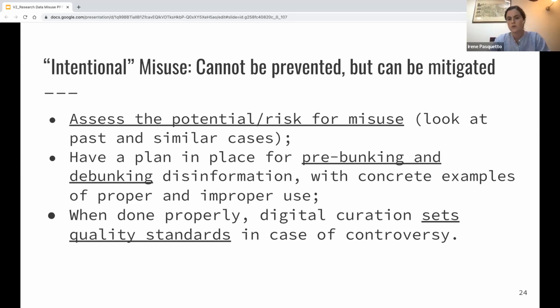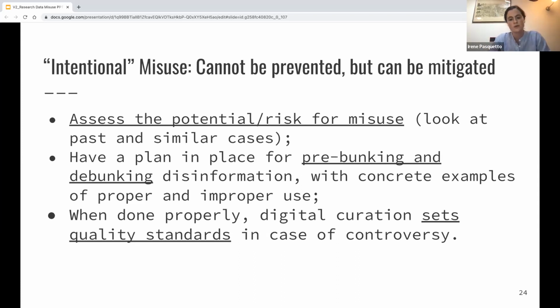So I'm not sure if you are familiar with how pre-bunking and debunking works. I can talk more about it in the Q&A if you're interested. But basically, there are some communication strategies that data intermediaries can use to mitigate these situations after they happen and also before they happen.